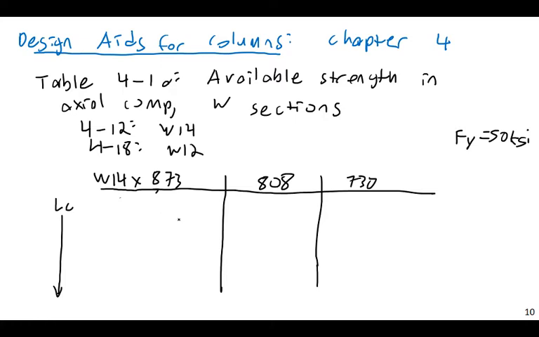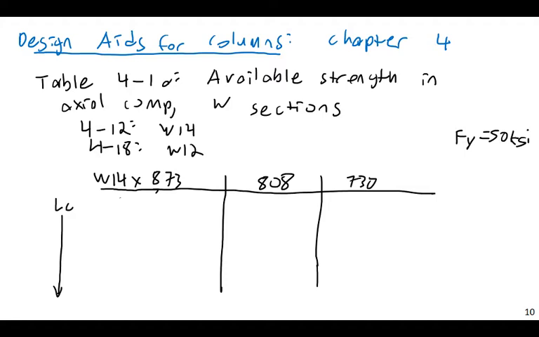That can be useful, but also we can very clearly see the relationship between length and capacity. As we go down a column, we see that as the column gets longer and longer, the allowable strength or the design strength of the column is going to decrease. So we can clearly see the relationship between length and design capacity. And there are other shapes as well.